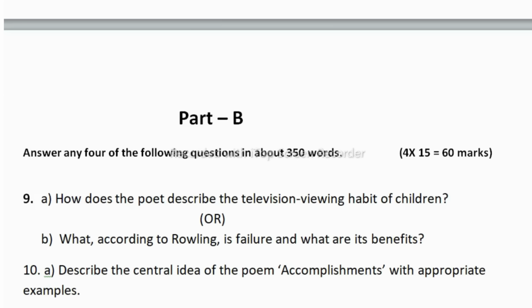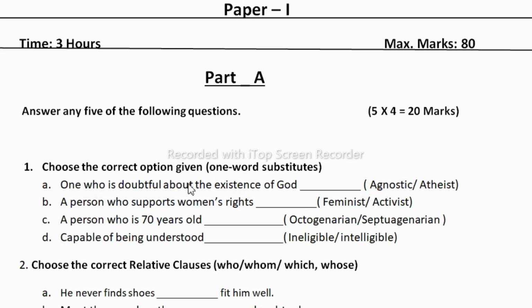Now under part B, you have to answer any 4 of the following questions out of 8 questions. You'll be having choice, internal choice will be there, and each question carries 15 marks. You have to answer the following question in about 350 words. 350 words means 4 pages, which is equal to 2 full papers. So the first bit is from one word substitute, which is your first unit, first vocabulary.